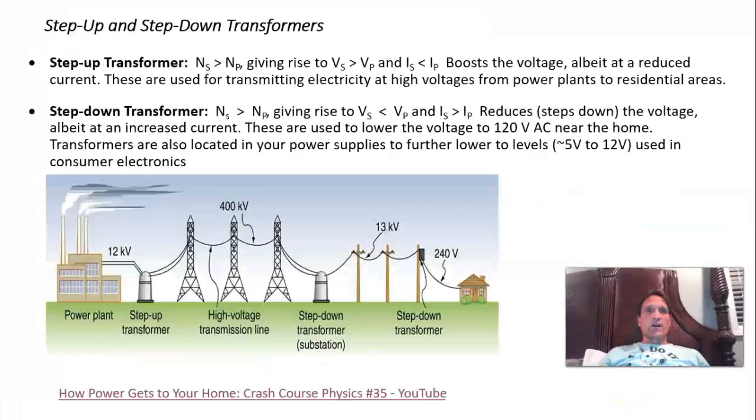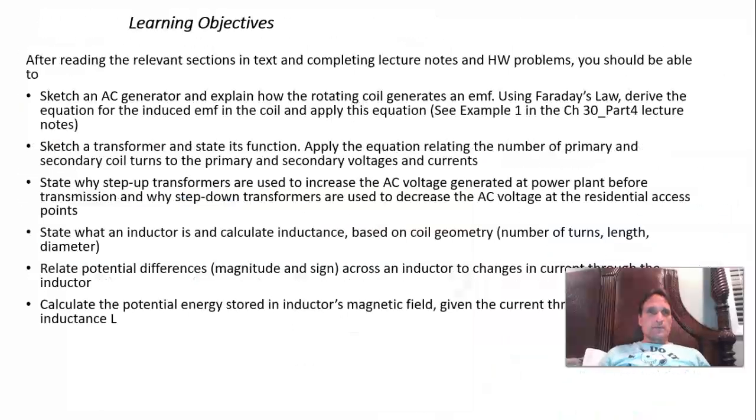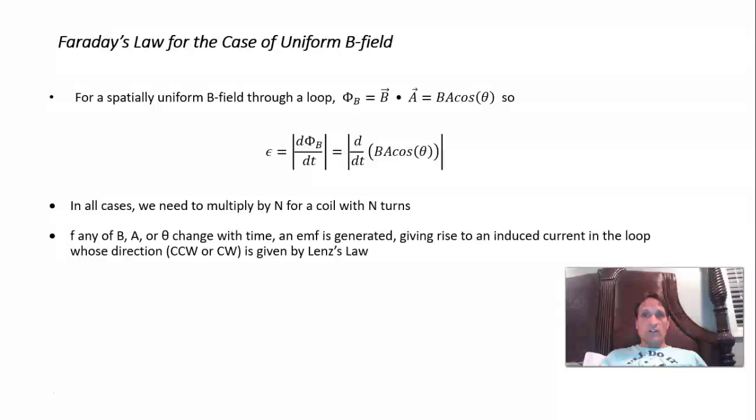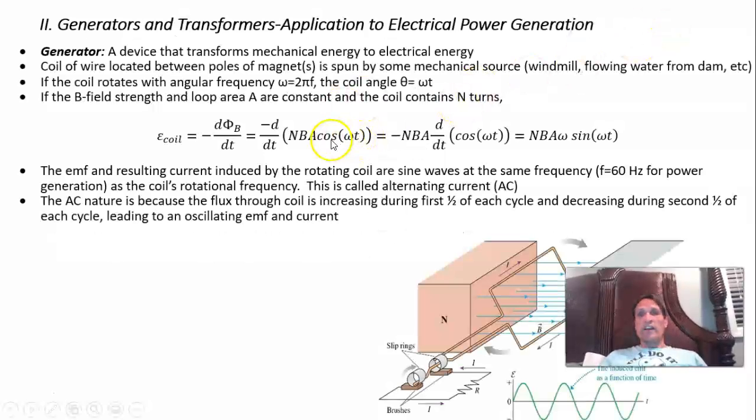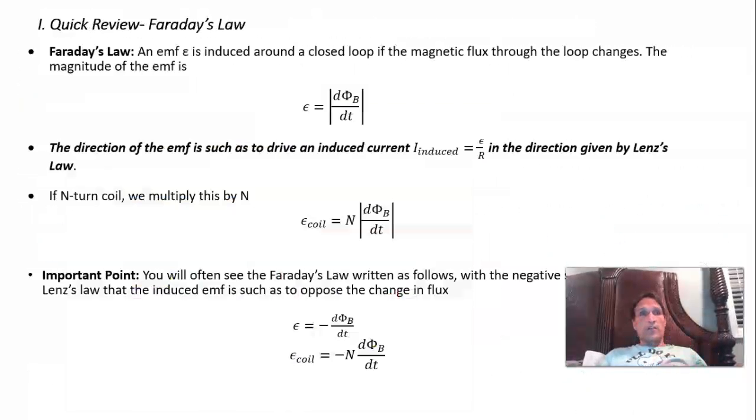So let's go back and look at what you should know since we're done with the notes here. You should be able to sketch an AC generator and explain how the rotating coil generates the emf. You should be able to start with Faraday's law and derive the equation for the emf in the coil, which is just right here. It's just taking a derivative, and show that it depends on these factors. And you should be able to apply this equation to an example similar to example 1.